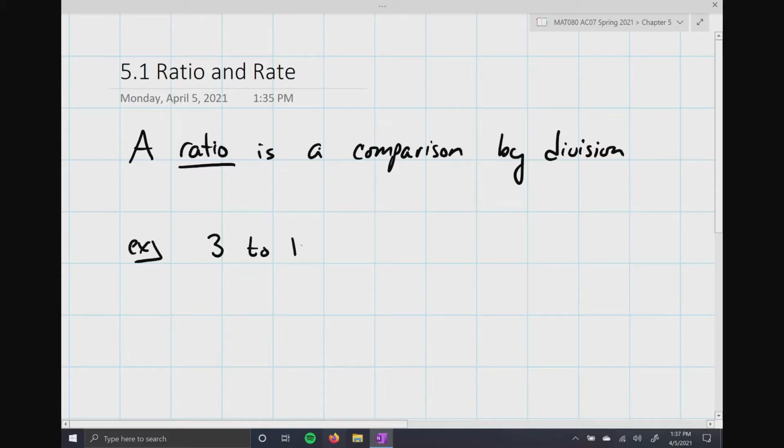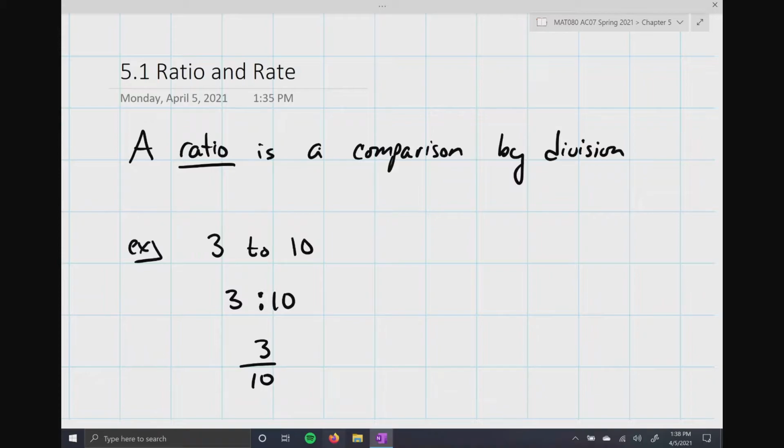So, examples would be something like 3 to 10. Okay? Or 3:10. These 2 little dots mean the same thing. Another way I could have written this is 3 over 10.